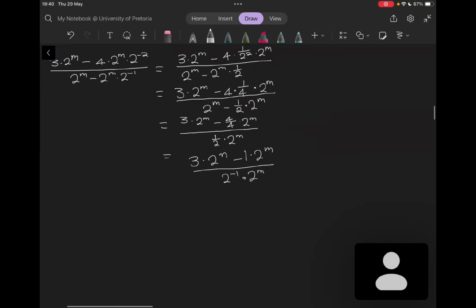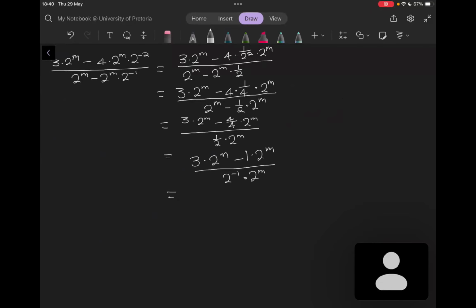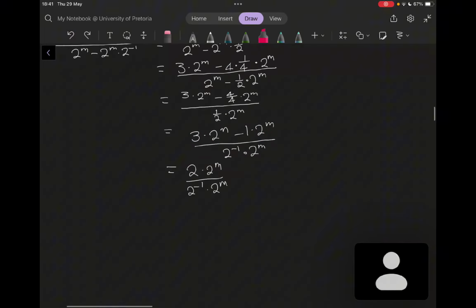Fine. Let's continue simplifying this expression. If you simplify the numerator, we have 2 times 2 to the power of m divided by 2 to the power of negative 1 times 2 to the power of m, right? It's the same thing I explained previously, where because this over here and that are like terms, we can add or subtract the constants in front of this 2 to the power of m.